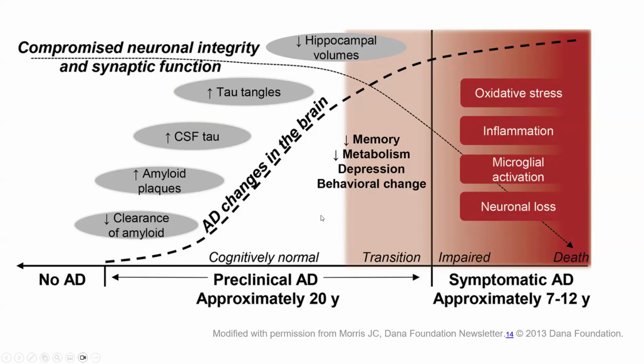So again, it's highlighting that a patient with AD is going to have this decreased clearance of amyloid leading to the accumulation of these plaques and tangles, ultimately leading to the cognitive impairment that we see here.